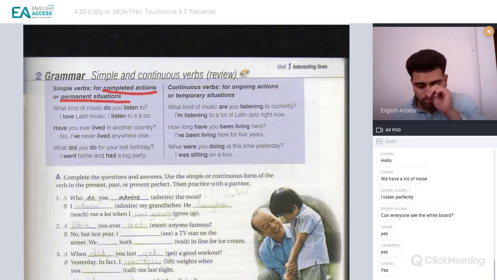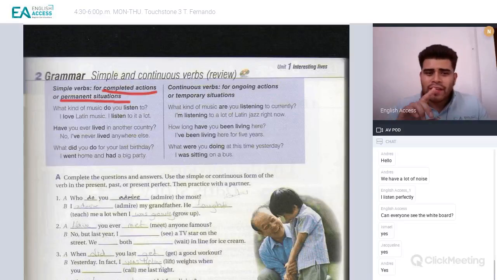That is a simple. So if I say, yesterday I ate tacos, that is a completed action. I'm not eating tacos right now. I ate tacos yesterday. It's complete. Now, I can also say, I am a teacher. That is a permanent situation. That is what I trained for. That's what I took education for.